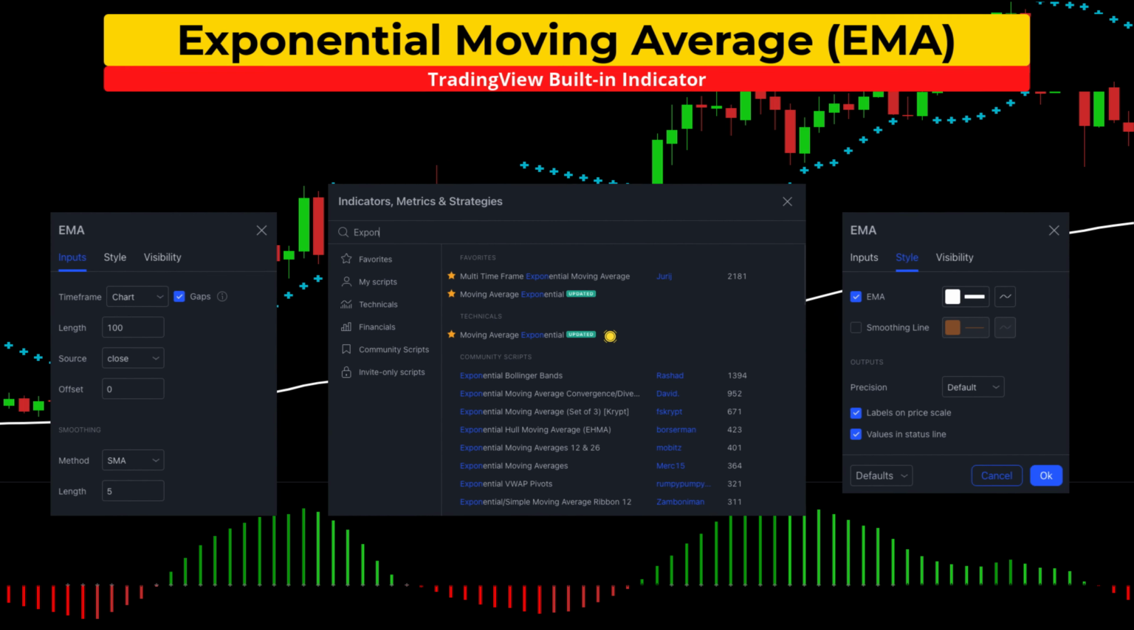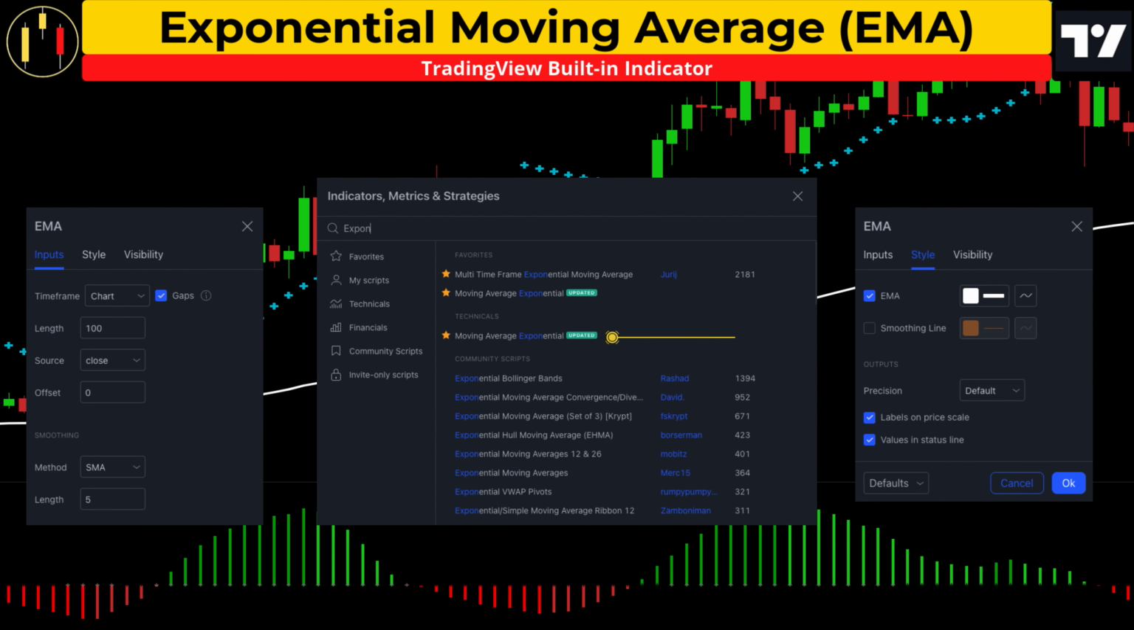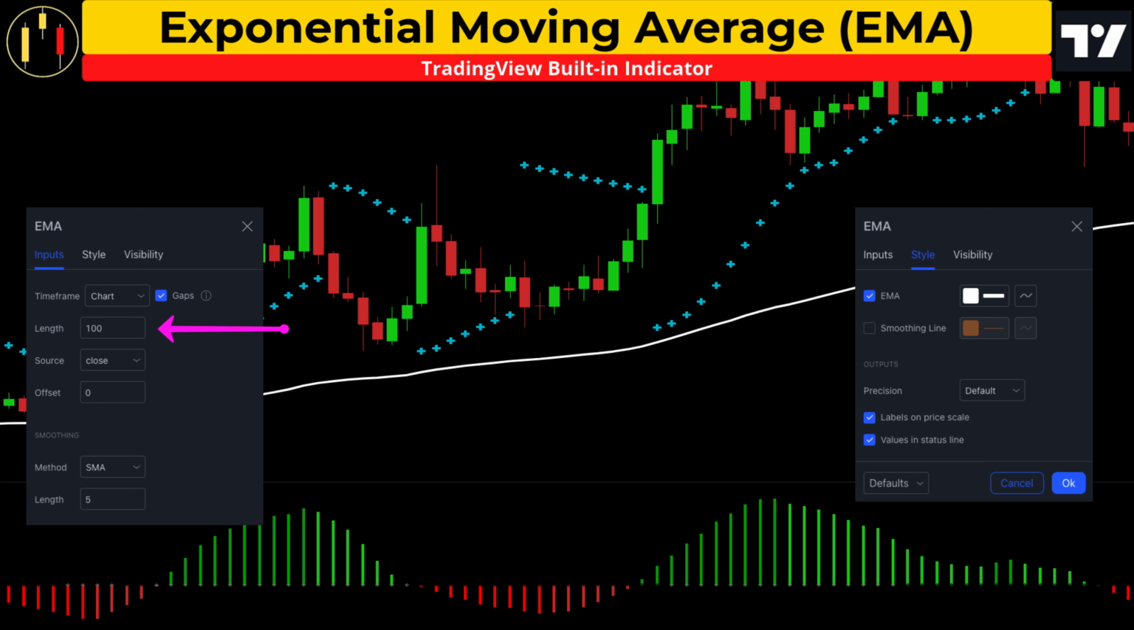The first indicator is an exponential moving average, or EMA. I'm going to set the length to 100 and color it in white. The 100 EMA will be used for trend direction confirmation.